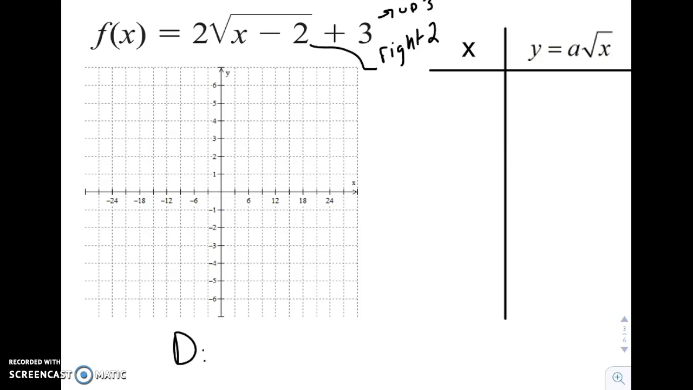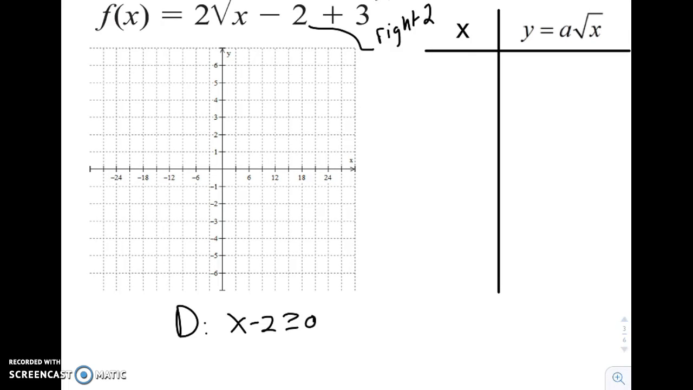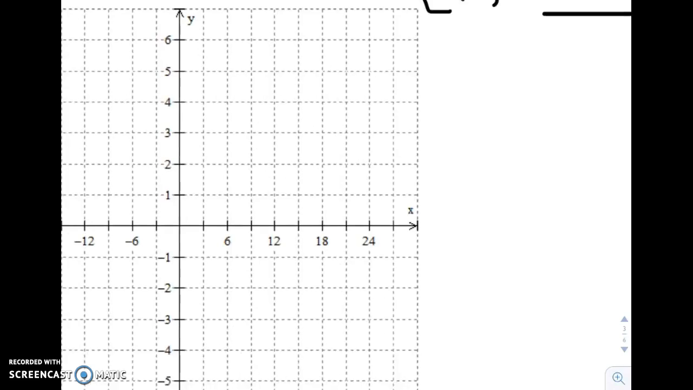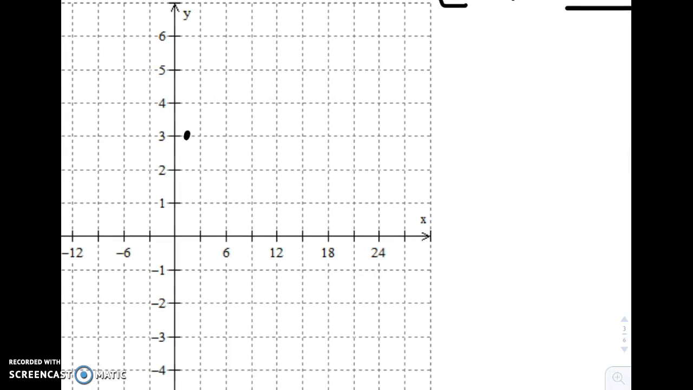So the first thing I always like to talk about is the domain. I look at my inside stuff, x minus 2, that needs to be greater than or equal to 0. Add 2 to both sides, x needs to be greater than or equal to 2. So our domain is going to start at 2, and that's it. Our important point, h comma k, is happening at 2 comma 3. It's kind of the starting spot for this square root function. Starts right there, 2 comma 3.